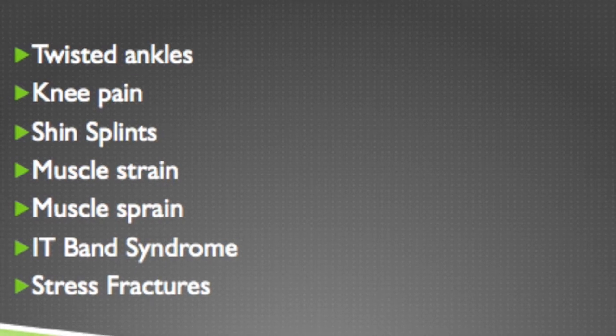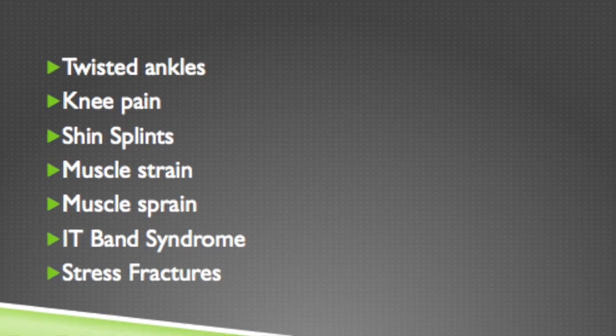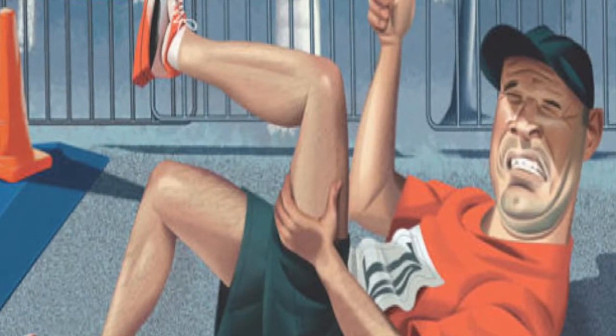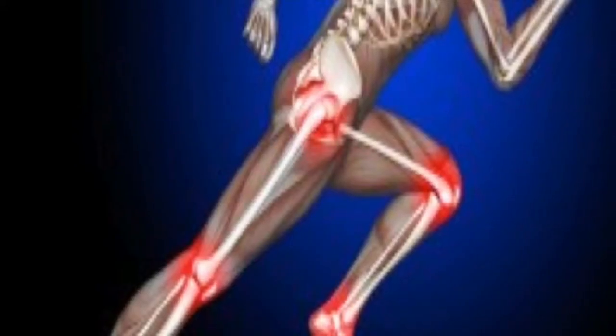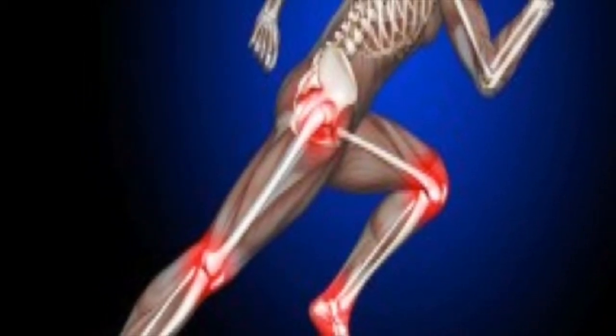Common running injuries include twisted ankles, knee pain, shin splints, muscle strain, muscle sprain, IT band syndrome, and stress fractures. Ouch! That hurts. Seen in this image are highlighted areas of the kinetic chain that often experience pain when running.